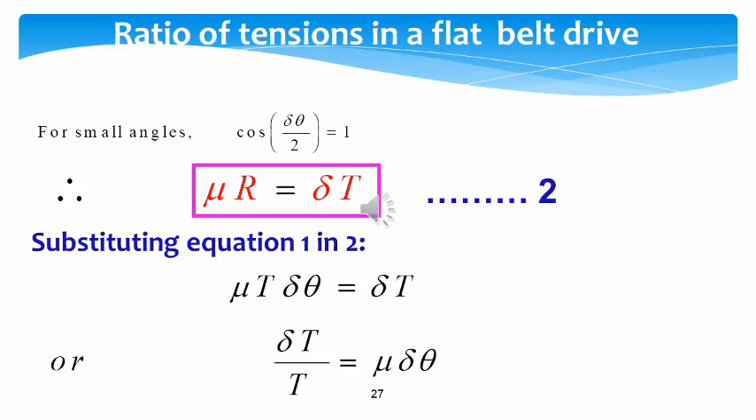Now substituting the second equation in first equation, we get mu T del theta is equal to del T, or del T by T is equal to mu into del theta. Now we shall integrate this equation in the next slide.